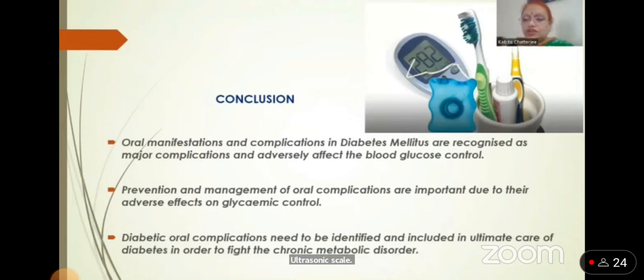Diabetes mellitus is a chronic non-communicable endemic disease. Oral manifestations and complications in patients with diabetes mellitus have been recognized as a major complication of diabetes mellitus. The chronic oral complications in patients with diabetes mellitus affect blood glucose level. Prevention and management of oral complications are important due to their adverse effect on glycemic control. Diabetic oral complications need to be identified and included in the ultimate care of diabetes in order to fight the chronic metabolic disorder.